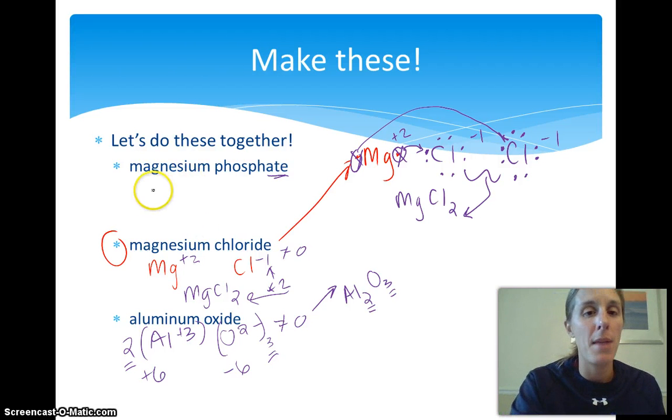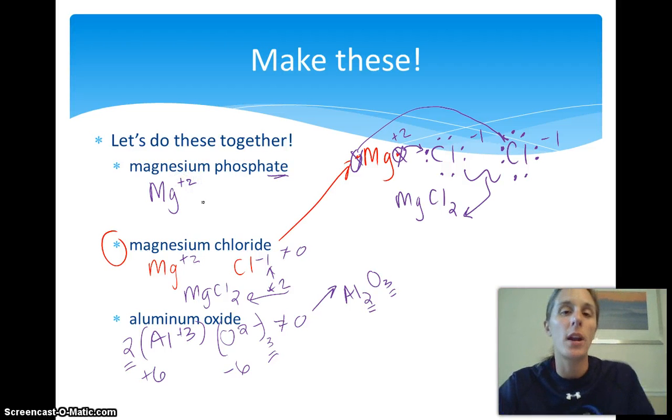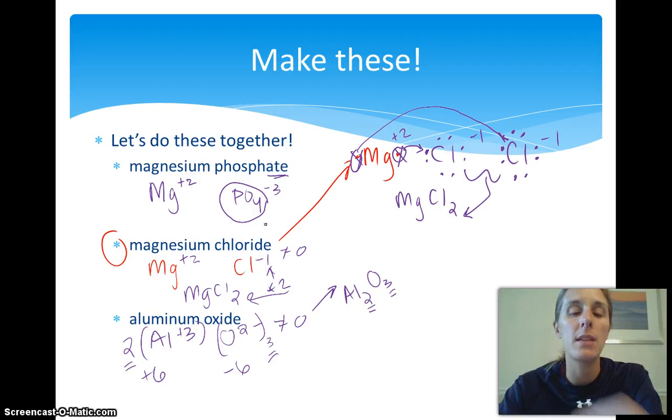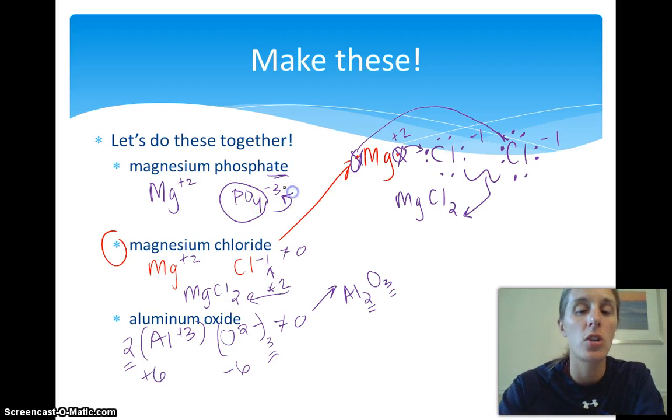So again, we've got magnesium, which makes a +2 charge because it has 2 electrons we want to lose. And if we look at the back of our periodic table, we can find phosphate, and its formula is going to be PO4 with a -3 charge. What that means is this whole chunk, that whole PO4 piece, takes on a -3 charge.